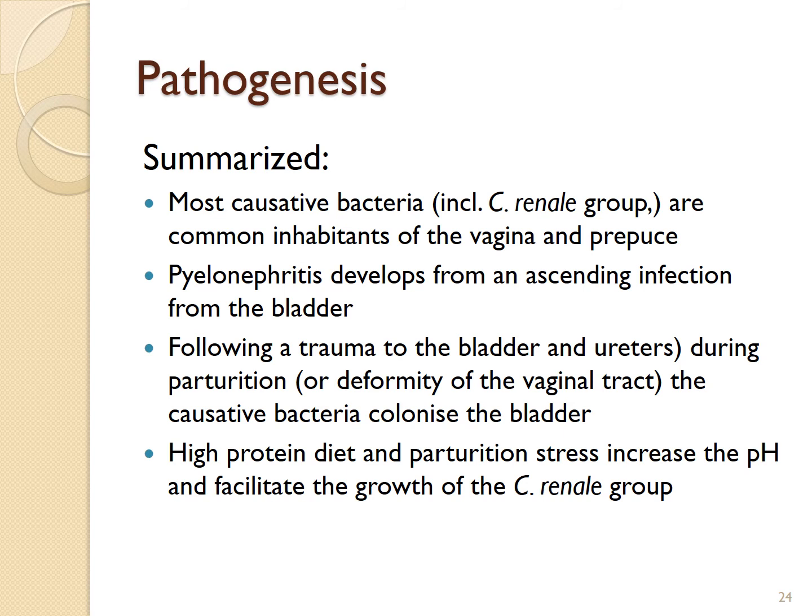Pyelonephritis develops due to an ascending infection from the bladder. The causative bacteria will colonize the bladder and ureters following an incident that causes trauma, for example parturition, or due to deformity of the vaginal tract. A high-protein diet together with parturition stress lead to an increased pH, which facilitates growth of bacteria.